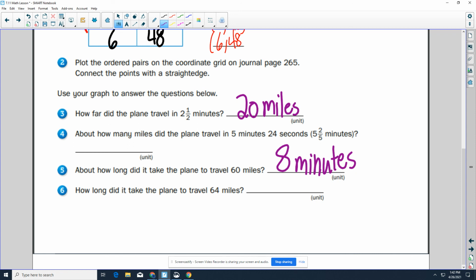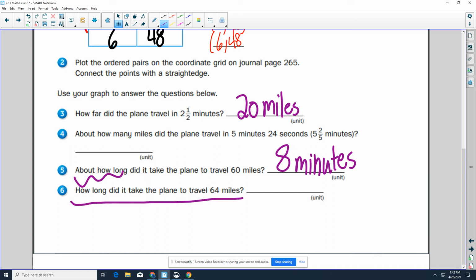Now I could also check that by using the rule there. In this case, I could say 60 divided by 8. So about 8 minutes. And the key here, it says about how long. So we know it's not going to be exact. This one should be exact.